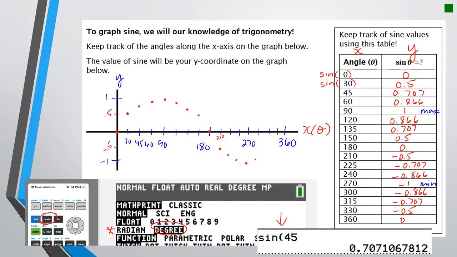I'm kind of going backwards again. That's my negative 0.8, negative 0.7, negative 0.5, and then at 360, we're all the way back to 0. So what we just did here is we graphed a sine curve. If I now connect the dots as best that I can, this represents one cycle of the sine curve.